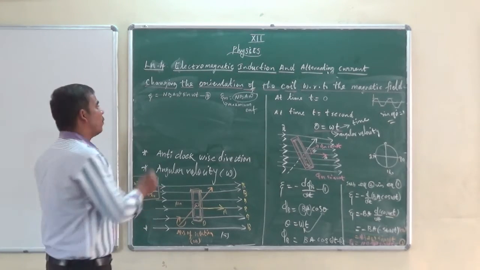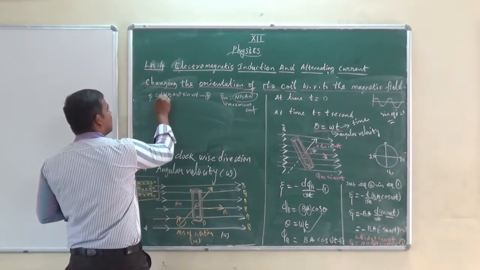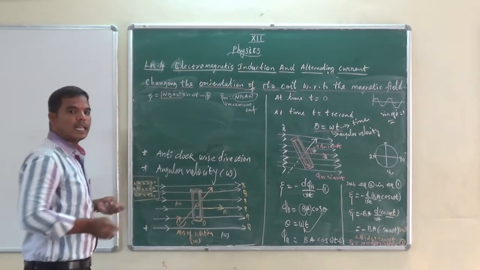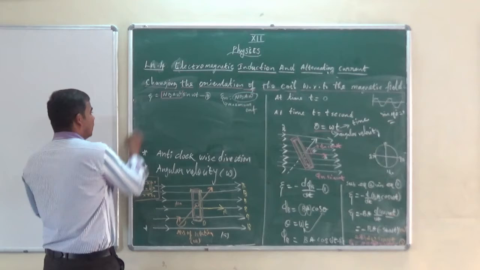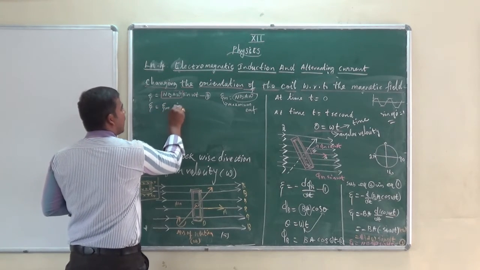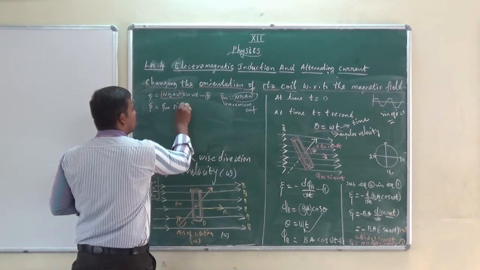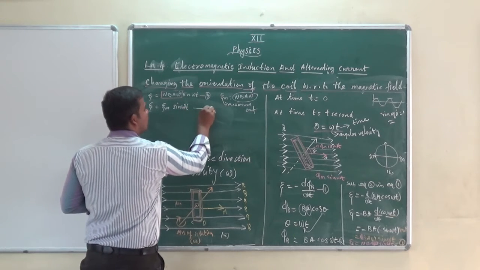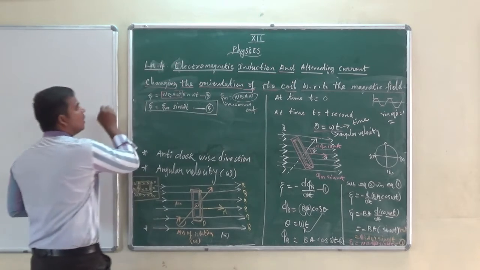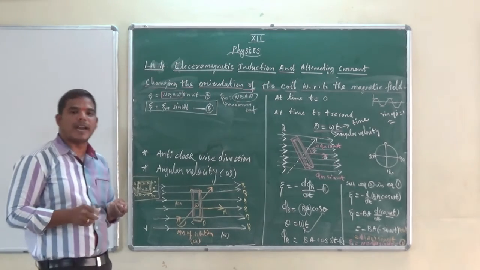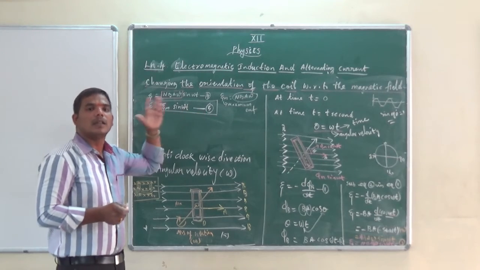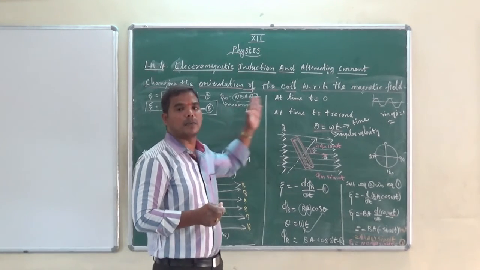In equation number 4, what is the term? The number of turns, magnetic induction, area of the coil and angular velocity together are nothing but the maximum EMF. So the equation is maximum EMF sin omega t. This is equation number 5, which is our required final equation.